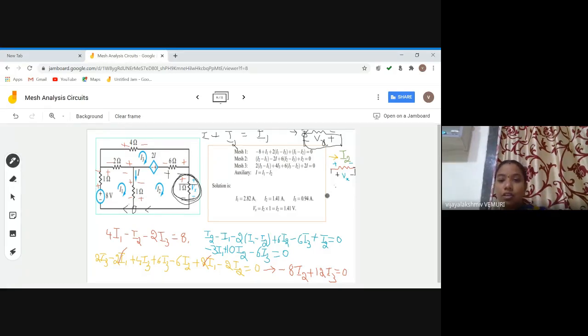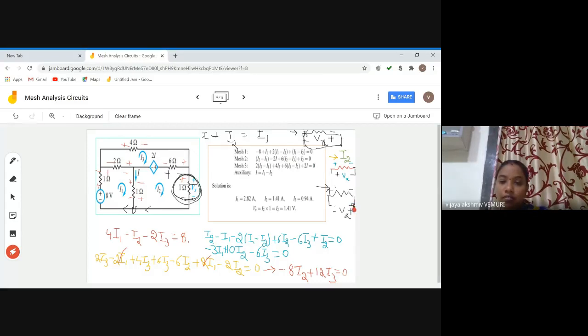Okay. So you just see here. Okay. This is plus and this is minus. And this is my current I2. Right? So this is minus. This is plus Vx. You start at this point. At this point, you just start.